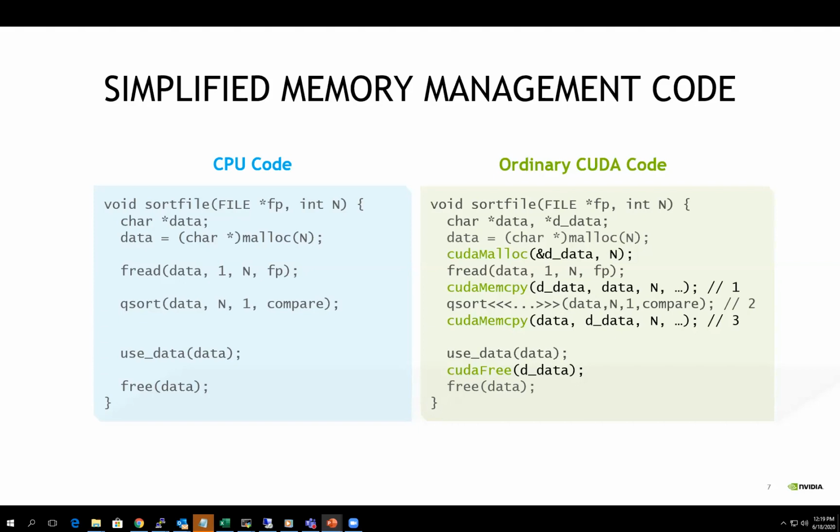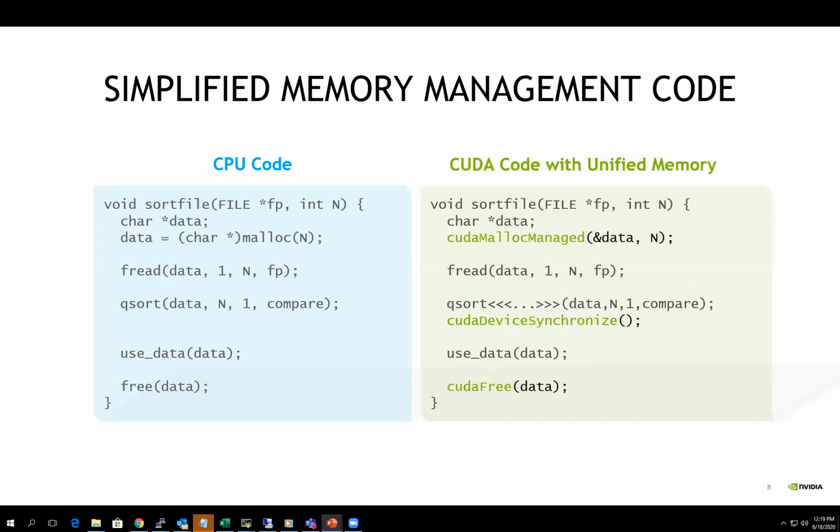What would this look like if we were going to use unified memory? It would look something like this. We'll go through the code in a moment, but first of all, there now appears to be approximately the same number of lines of code on the right-hand side as on the left-hand side. In fact, it's one extra line.